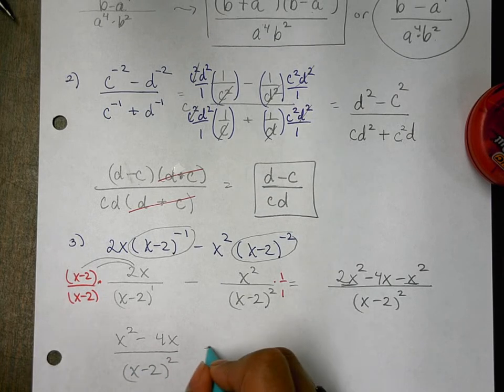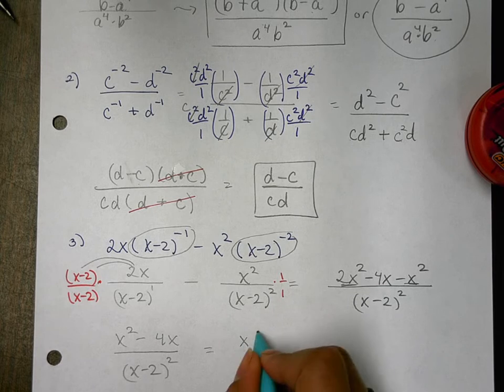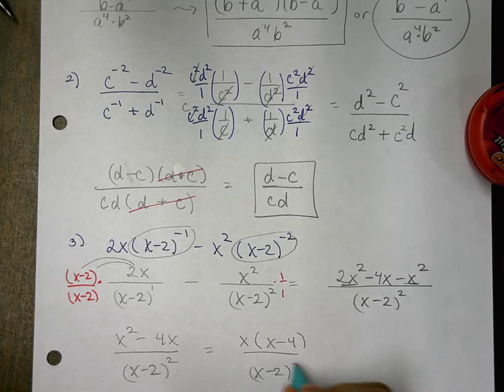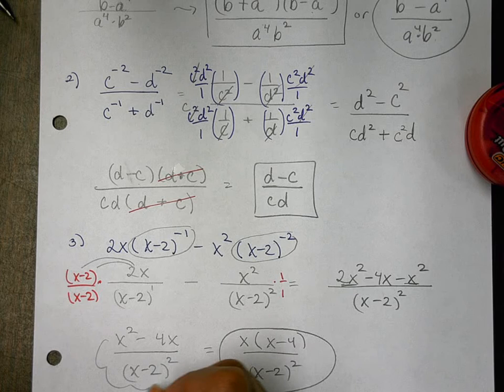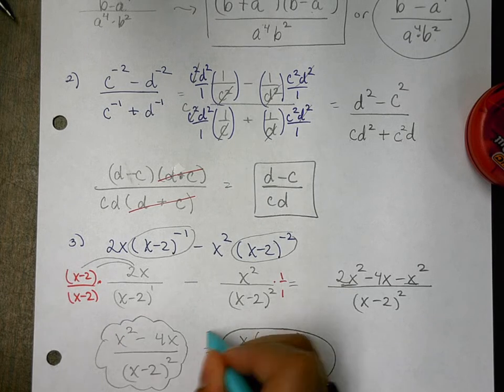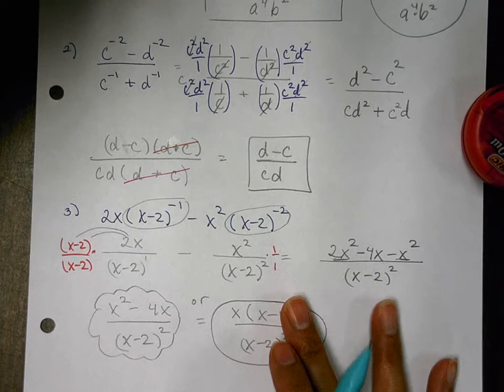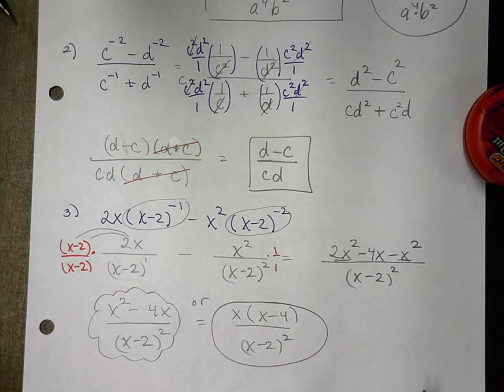Let's see if factoring allows me to reduce. X times x minus 4 over x minus 2 squared. It does not, nothing here reduces. It's still a good answer, but this here would have worked as well. You do not have to write both. I'm just again showing you that factoring is necessary if it allows you to reduce. If it does not allow you to reduce, then this previous answer is okay.